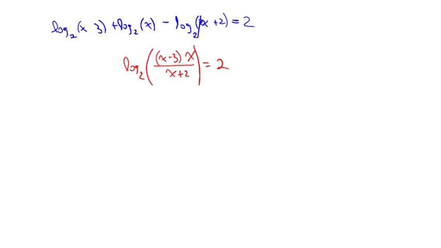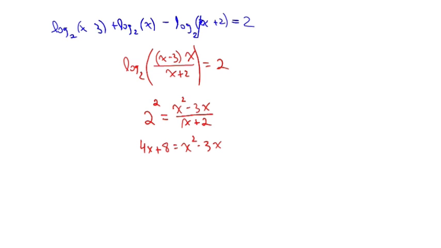Now you can say, what's the base? 2. So 2 squared equals x minus 3 over x plus 2 times x, and I'm going to write it as x squared minus 3x over x plus 2. Multiply both sides by x plus 2, and this of course is 4, so you're going to get 4x plus 8 is equal to x squared minus 3x.